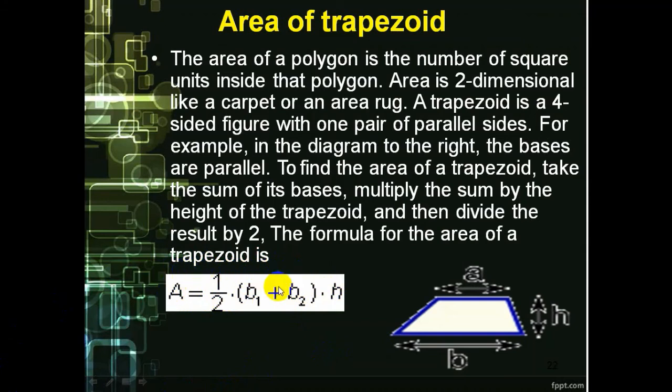So the area of the trapezoid figure is very simple. Sum the lengths of the parallel sides, multiply the result by the height, and then divide the whole result by 2. You will get the area of the trapezoid.